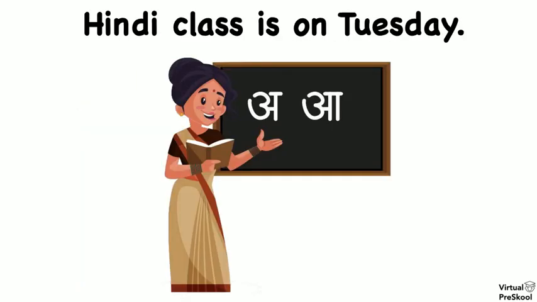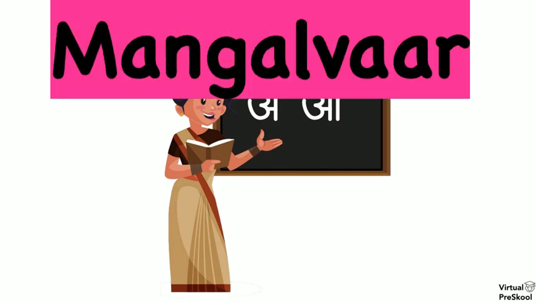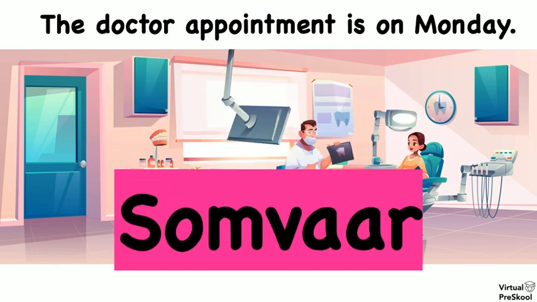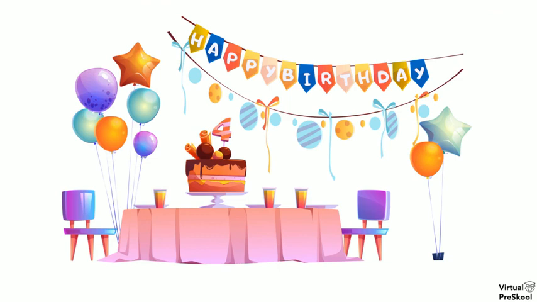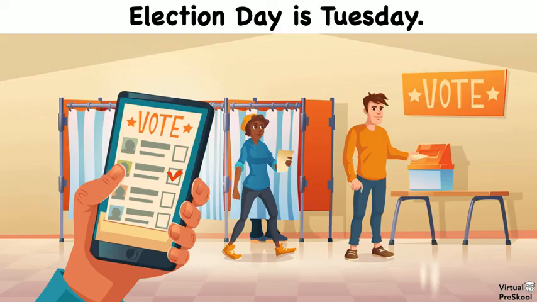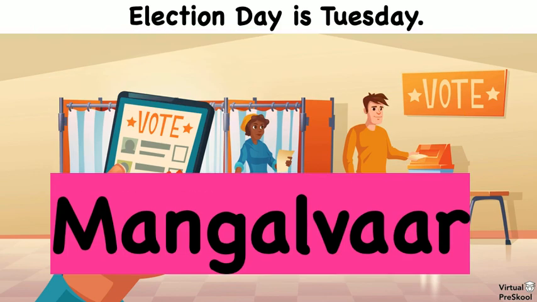Ravivar. Hindi class is on Tuesday. How do we say Tuesday in Hindi? Mangalvar. It's Monday. How do we say Monday in Hindi? Somvar. The birthday party is on Sunday. How do we say Sunday in Hindi? Ravivar. Hindi class is on Tuesday, and election day is on Tuesday as well. How do we say Tuesday in Hindi? Mangalvar.